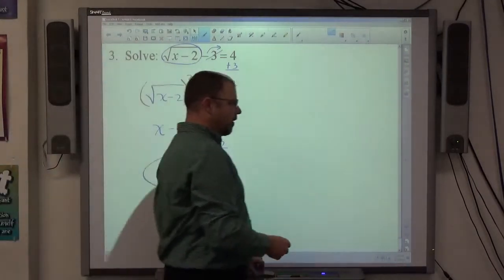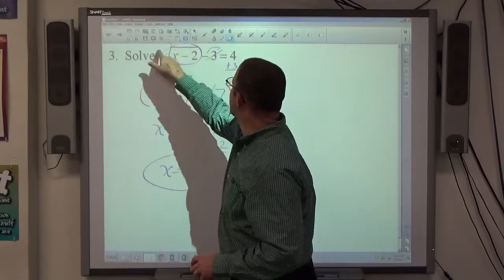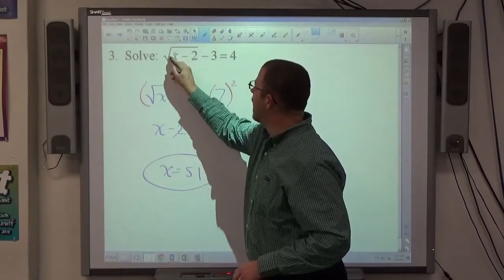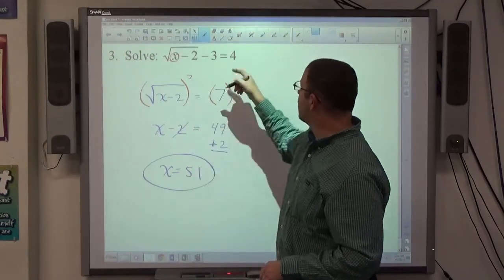Now we have to actually verify that it works. We'll do that by substitution into the original problem. So the original problem is right here. Here's x. That's what's going to be replaced with 51. Everything else stays the same.